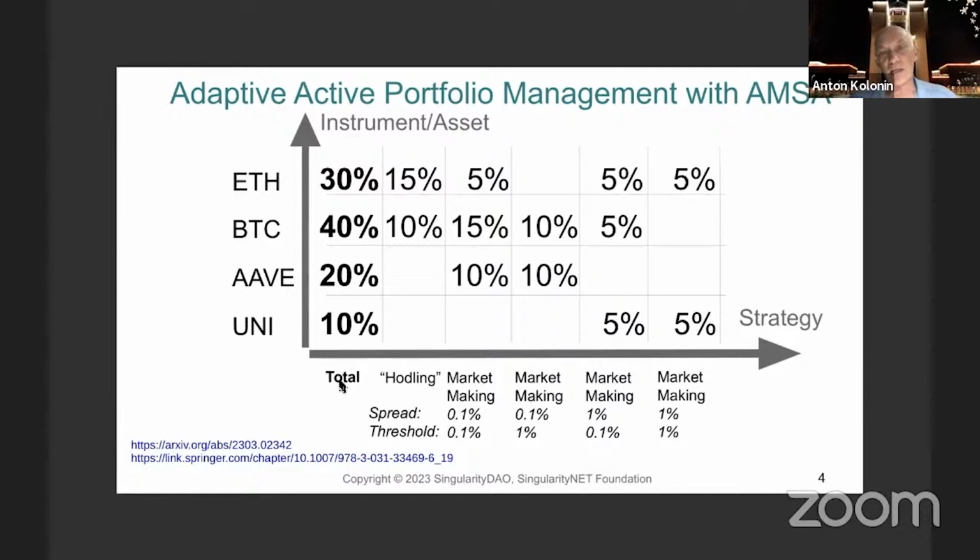And on the other dimension, on horizontal dimension, you can see different strategies and sub-strategies, where some of the strategies may be just hodling money on loan position, and another strategies may be doing market making with limit order book system with different parameters of the spread and cancellation thresholds.